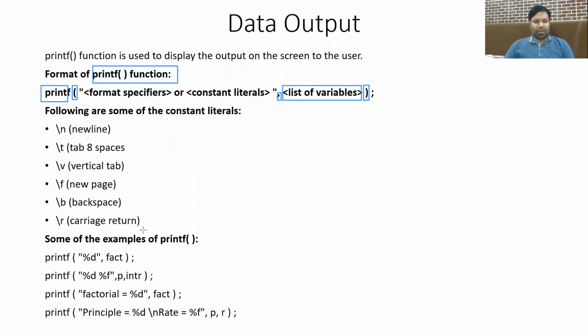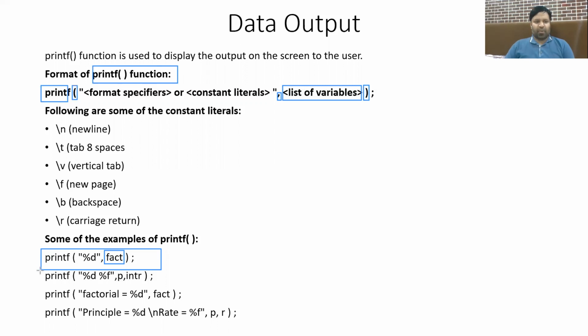So let's have a look at some of the examples at the bottom, and then we will come back to what are different constant literals. Look at this particular highlighted example at the bottom. Printf, within double quotes, we just specify the format that is %d, which means we want to display the value of some variable. The name of that variable will be given after the comma operator. And what is the name of the variable? Fact. So this statement is simply used to display the value of the variable fact on the screen.